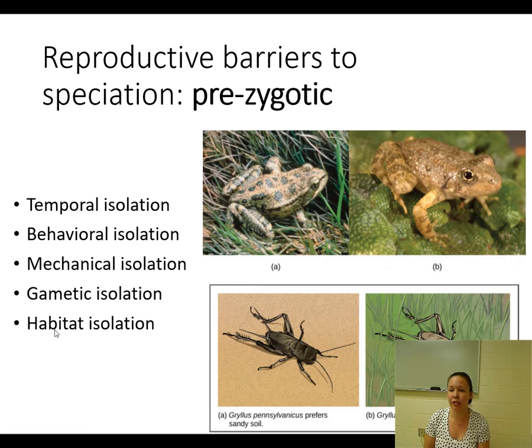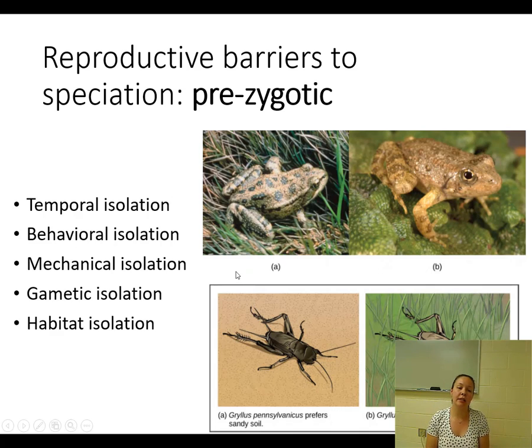So temporal isolation means that two different organisms mate at different times of the year. So maybe there's two species of frogs here, these two, and they could potentially mate together and create a new species of frog, but they are temporally isolated, meaning, let's say this frog only wants to mate in the springtime and this frog only wants to mate in the fall. Because of that, they'll never produce a new offspring or a new species. So you could potentially get them together, but if they don't want to mate at the same time, then you won't get a new species.